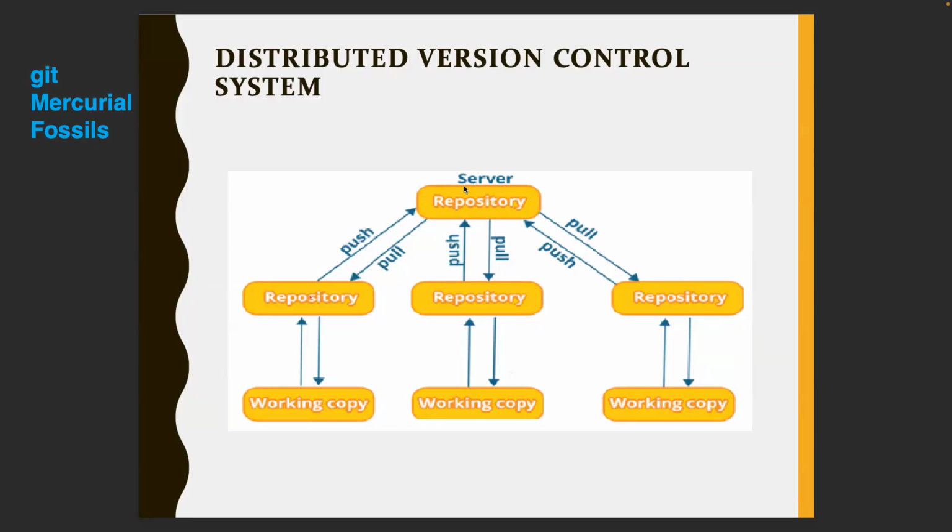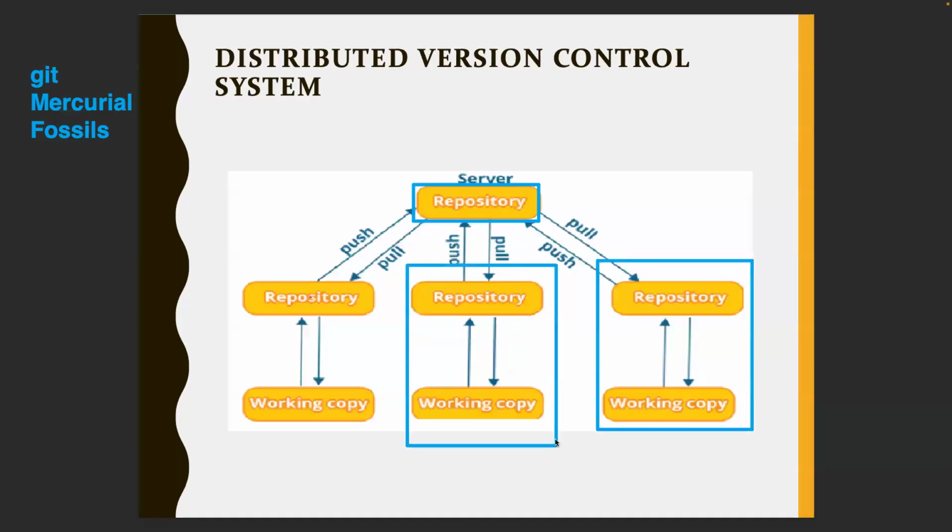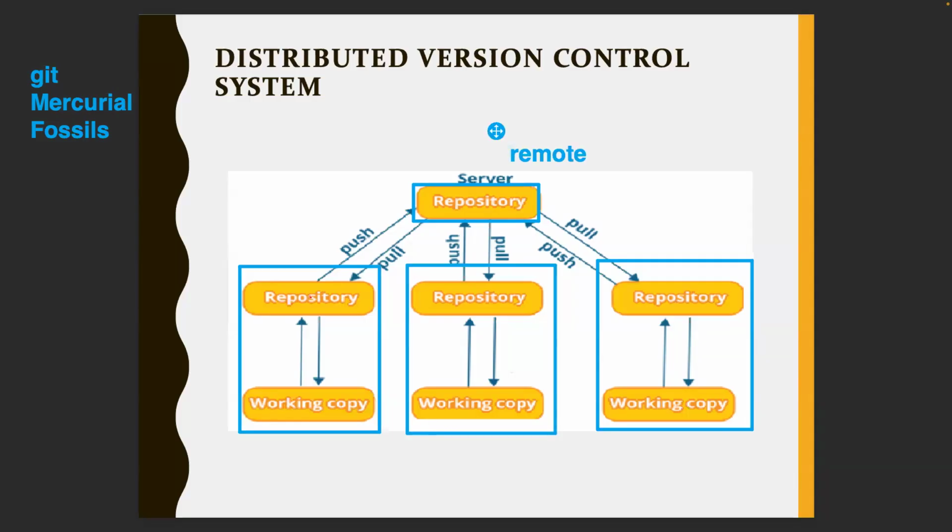So if you see, there is a central server or remote server, and this is the workstation of each collaborator, each user. Okay, this is the workstation. This is my local computer. This is called remote repository or the central repository, whatever you may call it. Every user will have a local repository, a copy of the central repository.